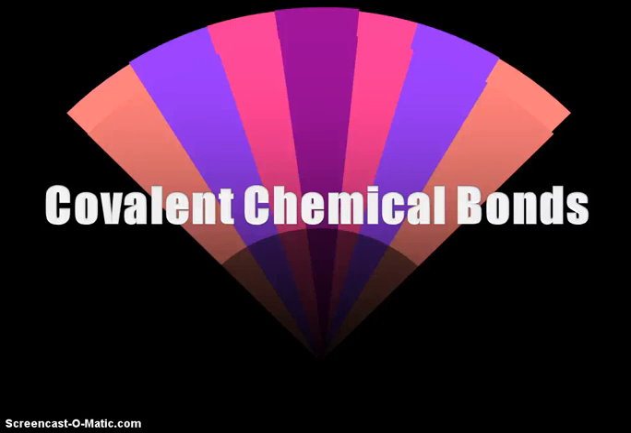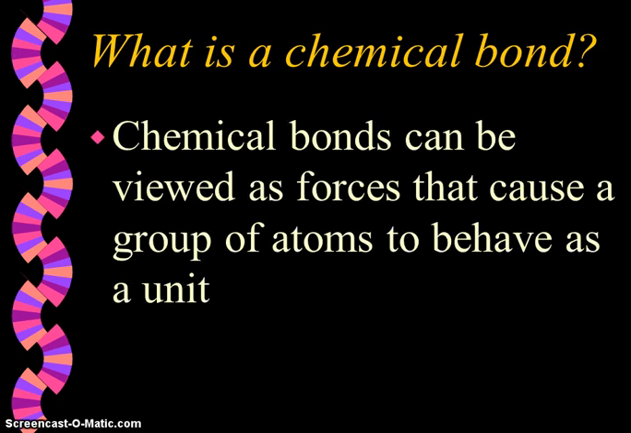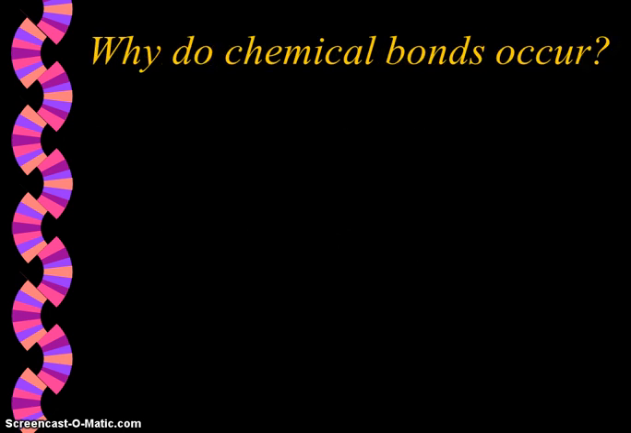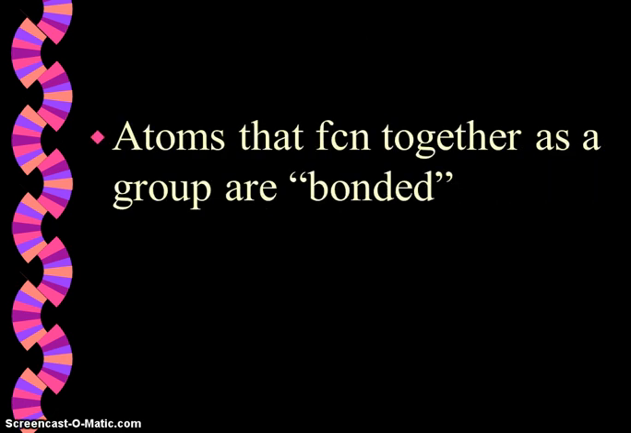Covalent chemical bonds. What is a chemical bond? Well, a chemical bond can be viewed as forces that cause a group of atoms to behave as a unit. All right, so why do chemical bonds occur? Bonds result from the tendency of a system to seek the lowest possible energy. Atoms that function together as a group are called bonded.